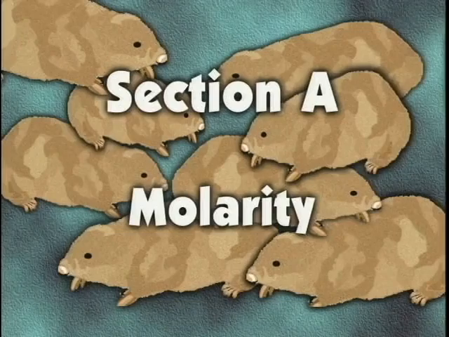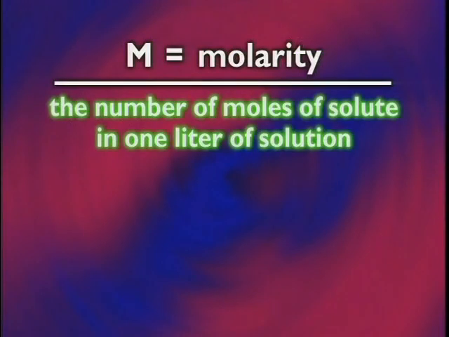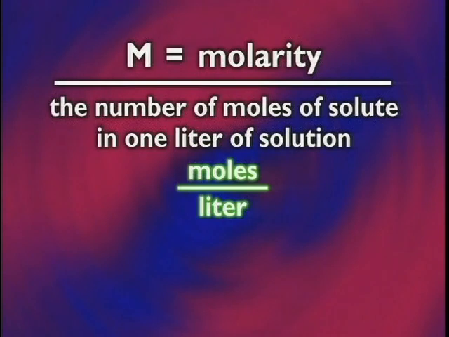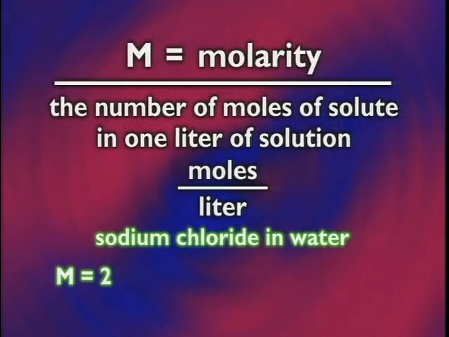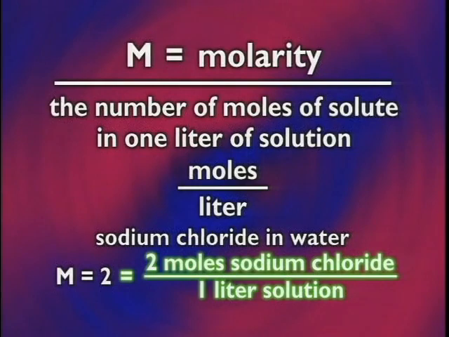Section A, Molarity. Capital M stands for molarity. The molarity of a solution is the number of moles of solute in 1 liter of solution, so it would be like the moles of a silly putty in a solution of water. We measure molarity in moles per liter, so if we say we have a 2-molar solution of sodium chloride in water, we mean there are 2 moles of sodium chloride per liter of solution.